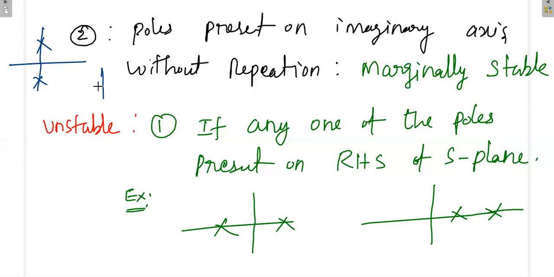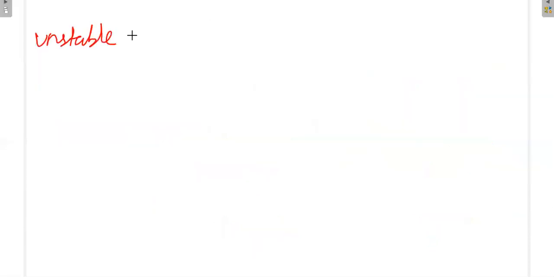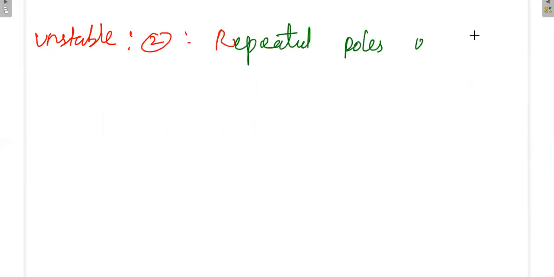Suppose you only have a pole at the origin, then also it is marginally stable. Again, in this condition we say without repetition, because if it is repeated, then it will come under unstable. So what is another condition for unstable? The second unstable condition: repeated poles on the imaginary axis. Repeated poles on the imaginary axis is unstable.